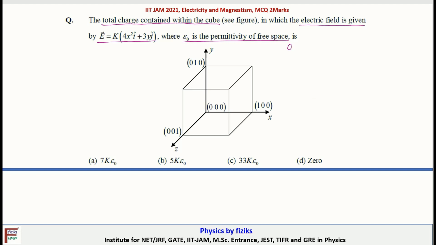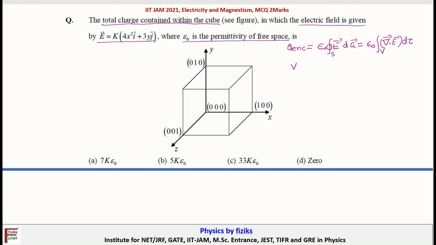In this case, we will use the integral form of Gauss law, and that is epsilon naught closed surface integral of E dot da. Now using the divergence theorem, we can convert the closed surface integral into a volume integral. So we can write this as the integral of divergence of E d tau. So this is the volume integral.